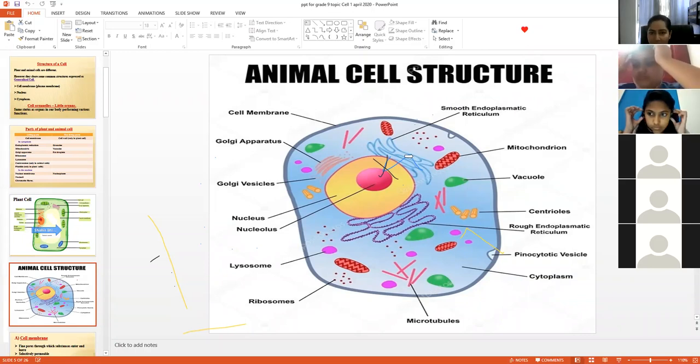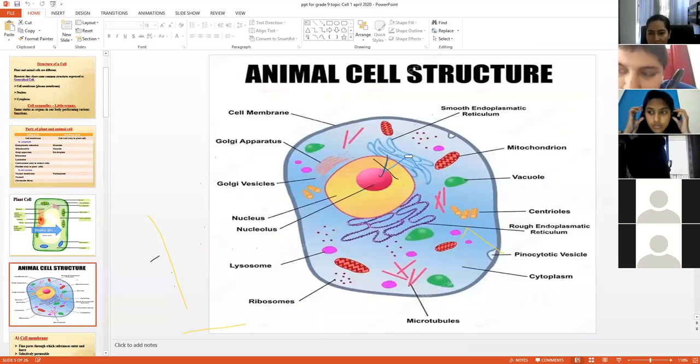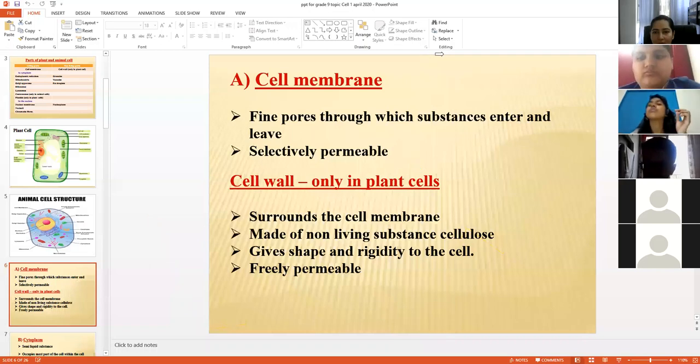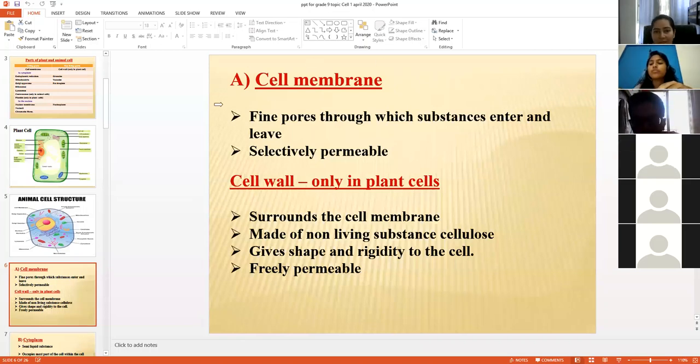Okay? Did you go through both the slides, children? Just register this in your mind so that when I'm explaining the different structures, you will come to know about it. Okay. So now we start with each and every cell organelle. Now first we come to the cell membrane. This is the cell membrane.